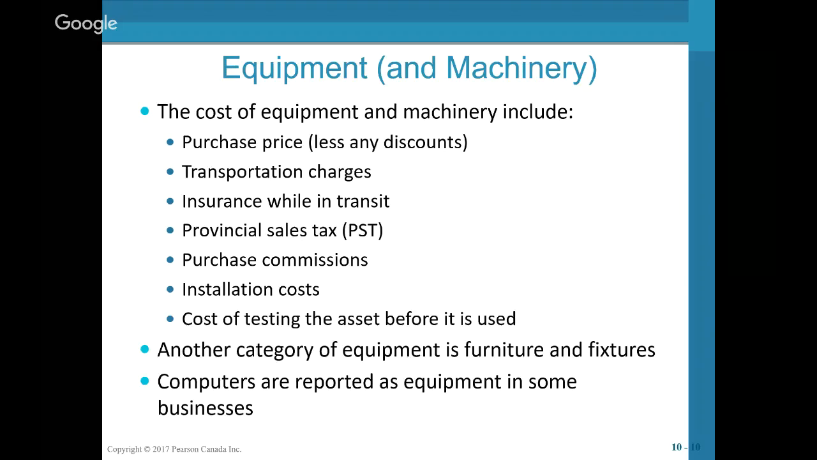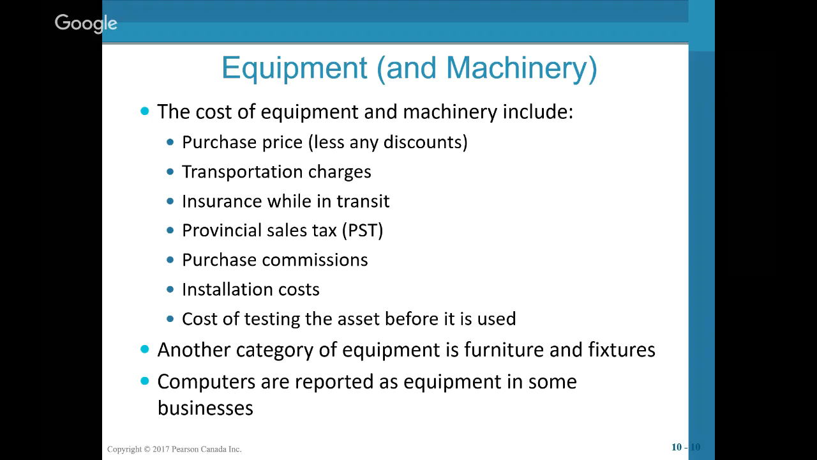For equipment and machinery, we include the purchase price, transport charges to you, any insurance in transit, any provincial sales tax. So here you can't include any refundable sales tax. If you're going to get the money back from the government, you couldn't include that as part of the cost of the machinery. Any purchase commissions you'll include, installation costs, and testing the asset to get it ready for use.